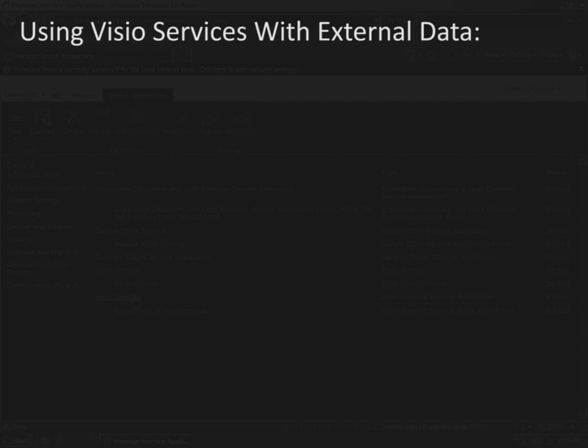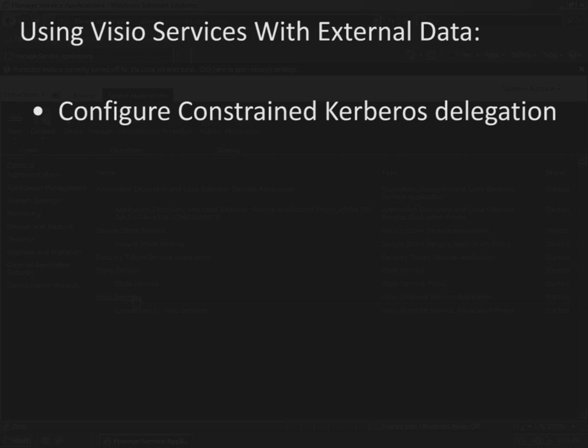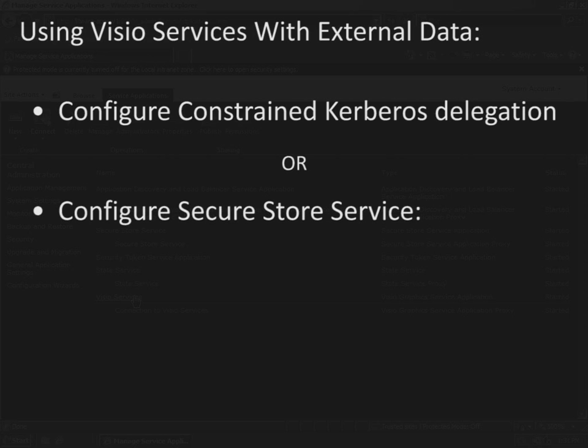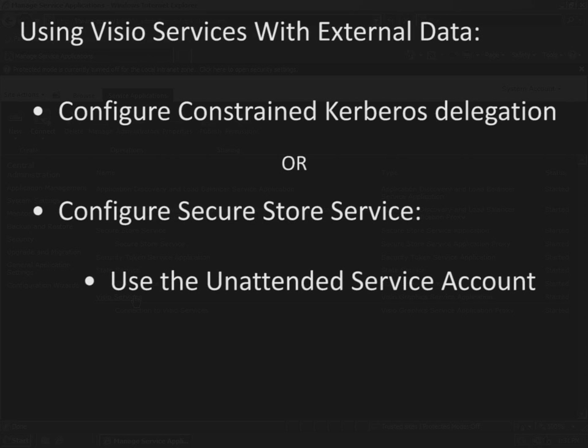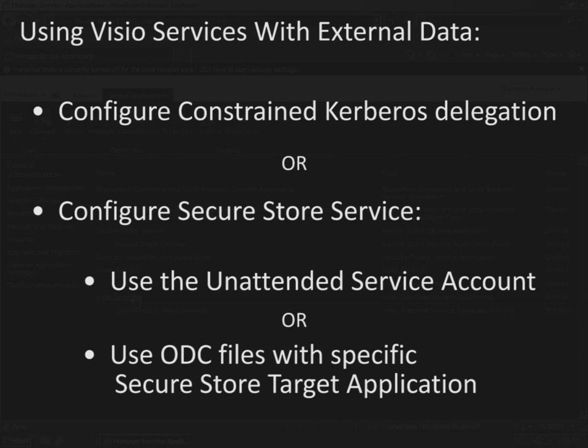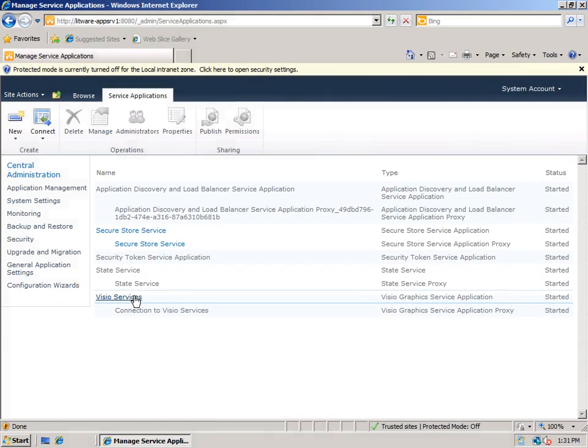If I want to use Visio Services with an external data source, like SQL Server, for example, there is additional configuration that I need to do. I can either set up Kerberos or I can use SharePoint's Secure Store service. And there's really two options for Secure Store. You can either use the unattended service account, or you can set up a specific target application to access the data that you want to access. And in either case, Secure Store will help you overcome the double hop authentication issue that you run into with external data sources. We'll be looking at both of the Secure Store service options in other videos in this series.